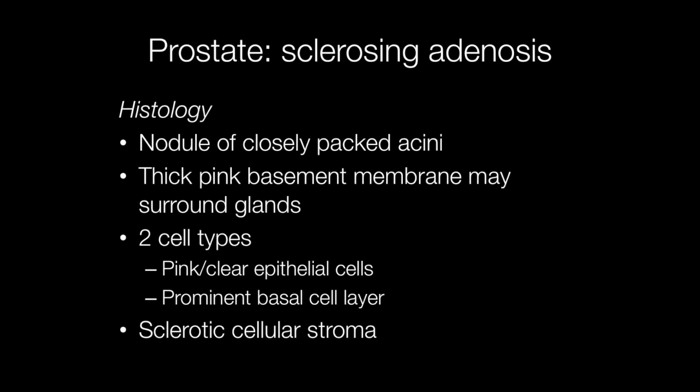The typical histology is a nodule of closely packed acini. There are two cell types, a pink or clear epithelial cell layer and a prominent basal cell layer, and the stroma is sclerotic and cellular.